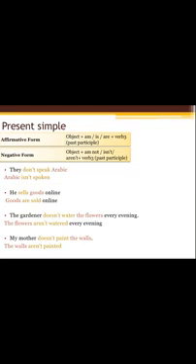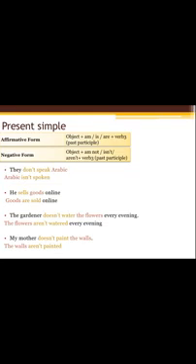See the next sentence: He sells goods online. He is the subject, sells is the verb. So where is the object? Is it goods or is it online? Here basically the object will always be the first noun after the verb. We have the verb sells, so goods is the object.